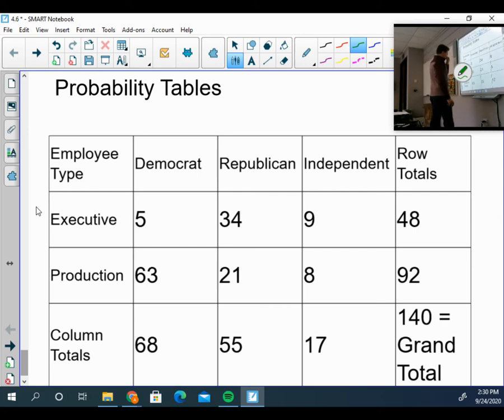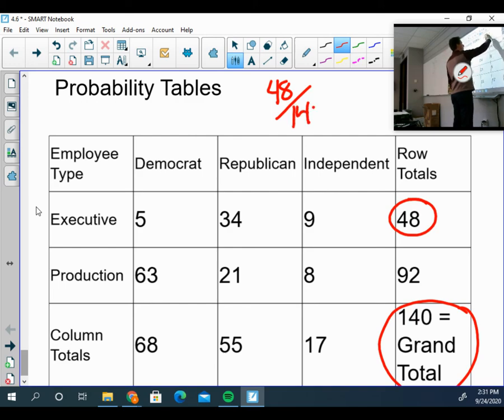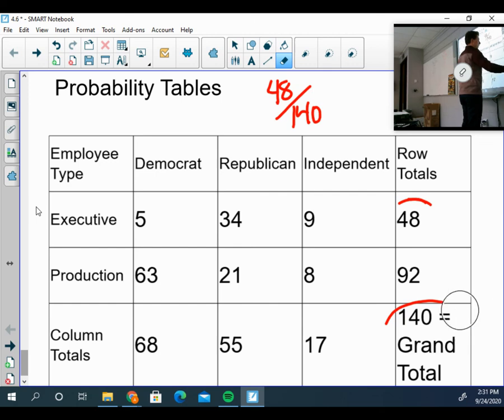What is the probability that someone is an executive at the company? Well, hopefully you've paused it and gotten a chance to figure it out. There are 48 executives in the company. If we go across, we can see how many executives there are. And there, again, are 140 total people at the company. So you have a 48 in 140 chance of randomly selecting an executive.